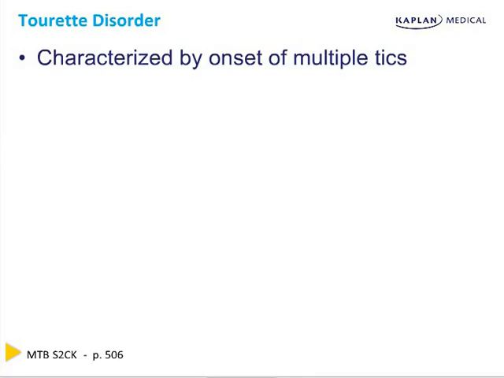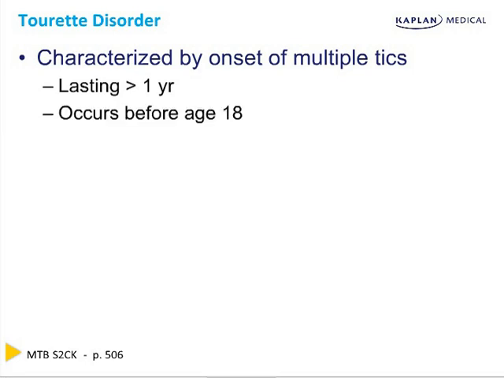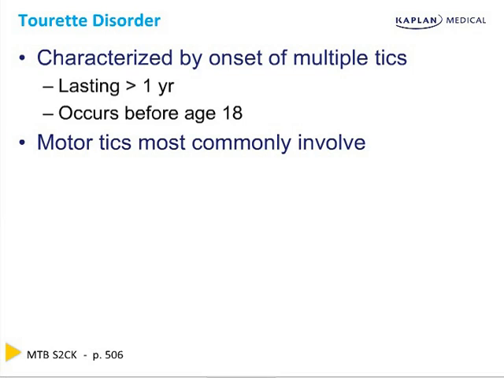So we just looked at Tourette disorder in one of the answer choices. Let's discuss it more. It's another high yield topic for Step 2. It's characterized by the onset of multiple tics that last for greater than 1 year. So just because you have hiccups doesn't mean you have Tourette. It has to be pervasive and occur for greater than 1 year. It has to occur before the age of 18. And there are two types.